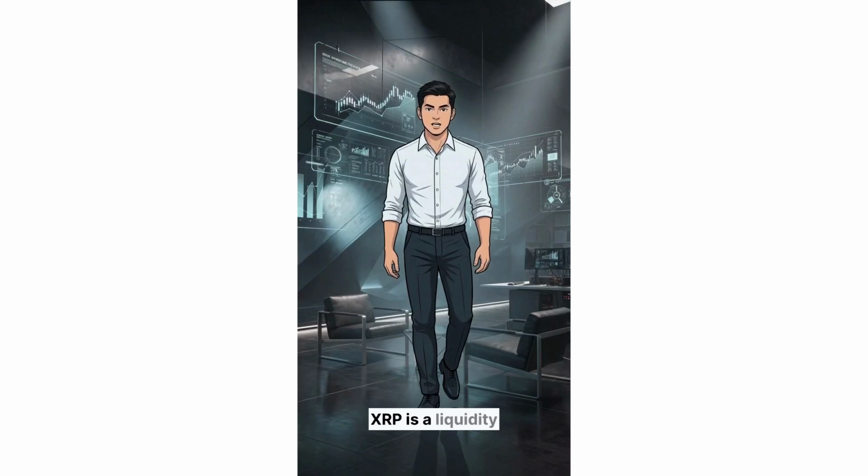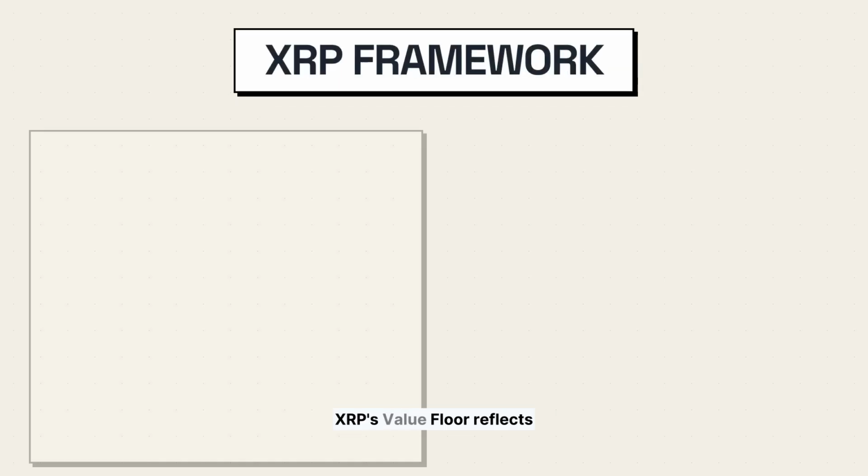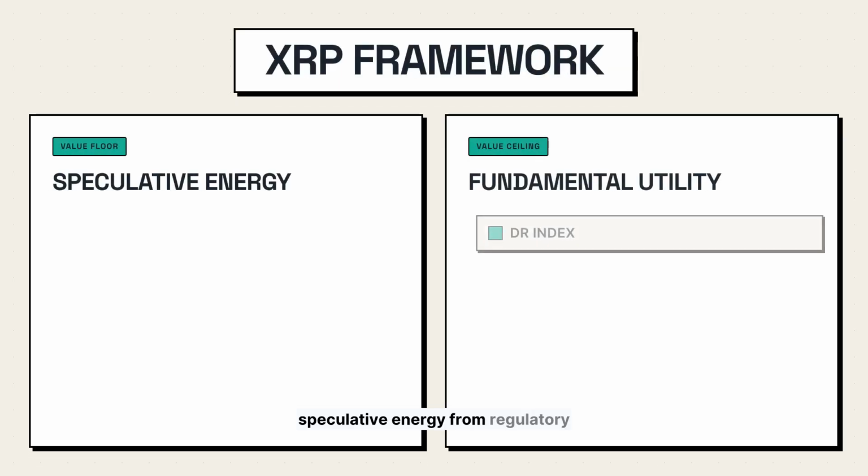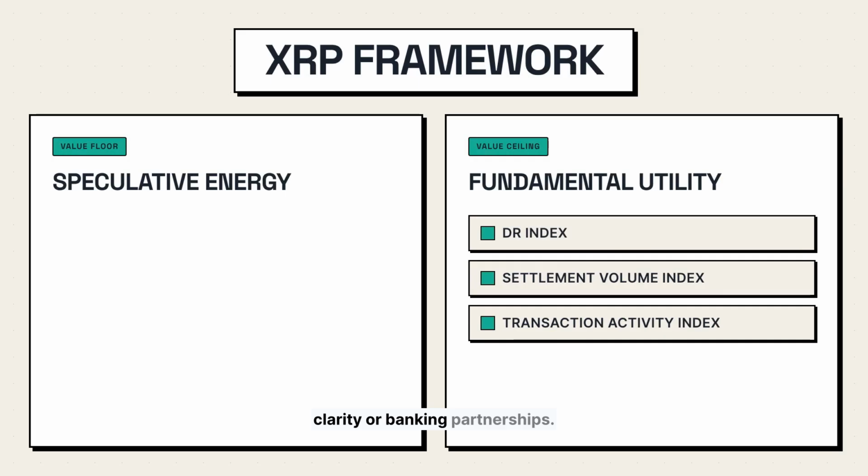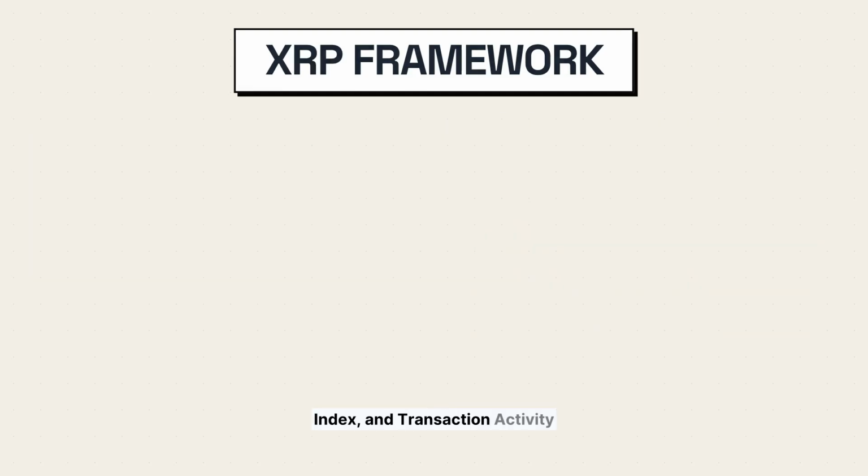XRP is a liquidity commodity. Its purpose is to act as a near-instant, low-cost bridge for global payment systems, a function historically dominated by slower and more expensive correspondent networks. Its demand is tied directly to financial utility and institutional payment flows. XRP's value floor reflects speculative energy from regulatory clarity or banking partnerships. Its value ceiling is measured through the demand ratio index, settlement volume index, and transaction activity index.